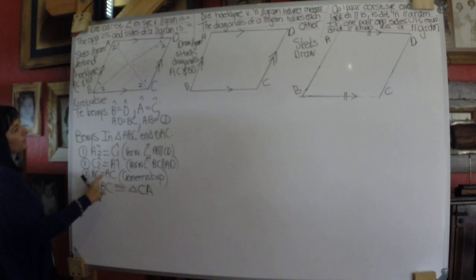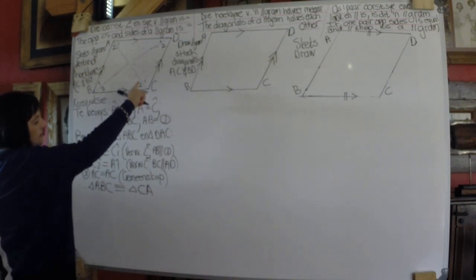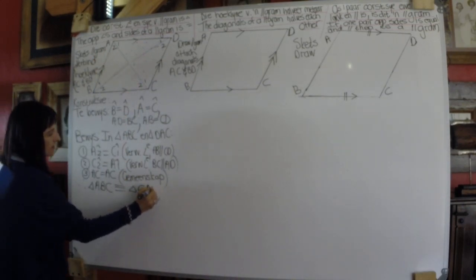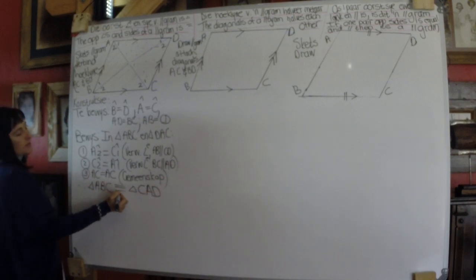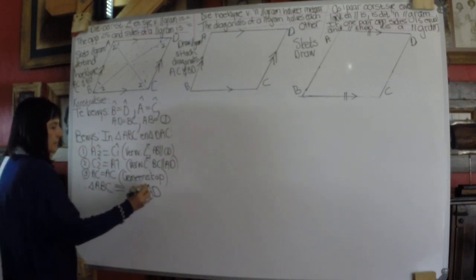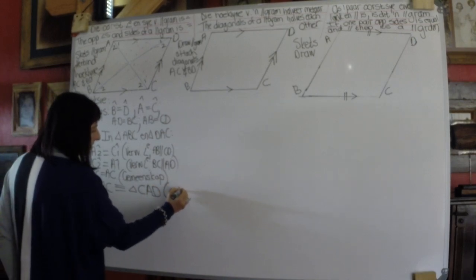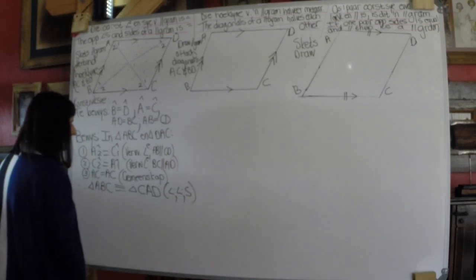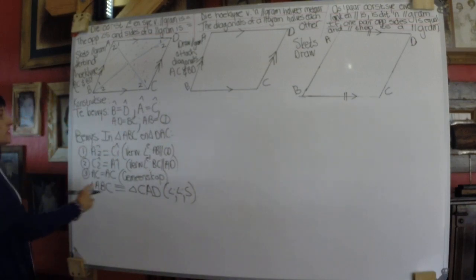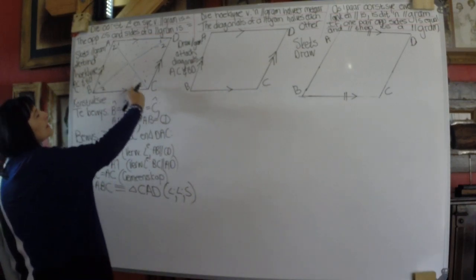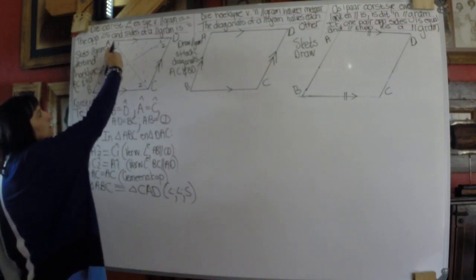So what's left out of this ACD? So it's D that's left. So triangle ABC is congruent to triangle CAD, and the reason is angle, side. Goed. Ek het nou kongruensie bewys, dit beteken hierdie 2 driehoeke is identies. They are identical to each other.